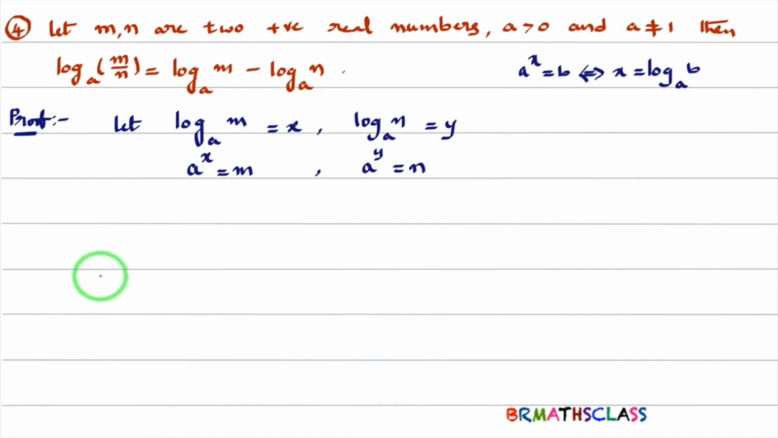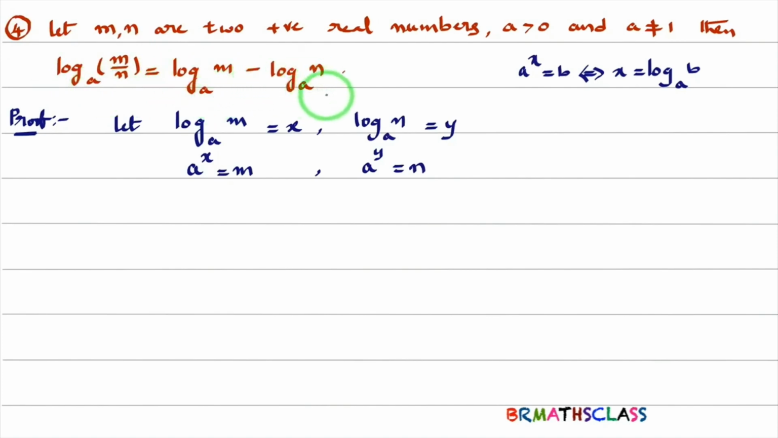Okay. Fourth property. It is similar to the third property. You observe, m, n are two positive real numbers, a greater than 0 and a not equal to 1. Then log m by n base a. The third property is what? Log mn base a. What is the fourth property? Log m by n base a. Log m by n base a is log m base a minus log n base a.